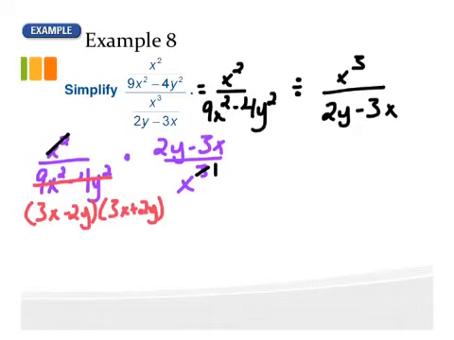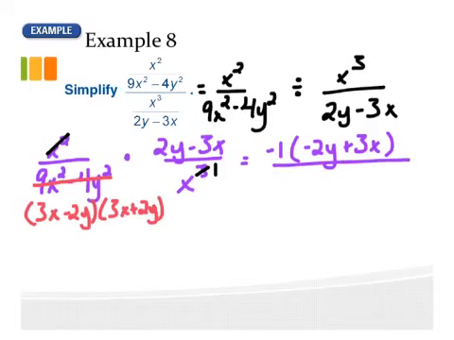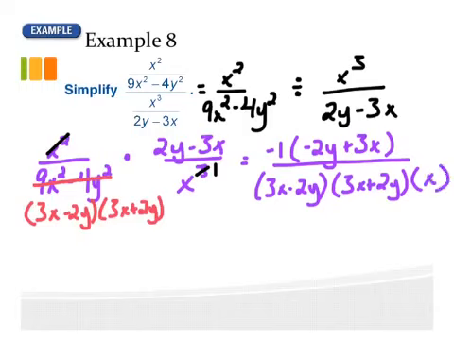The other thing is, you'll notice that the 2y minus 3x in the numerator is not the same thing as the 3x minus 2y in the denominator, but they are exactly the opposite. So what I'm going to do here in the next step is I'm going to factor out a negative 1 from the numerator, and that's going to become negative 2y plus 3x. Now in the denominator I have the 3x minus 2y and the 3x plus 2y, and of course that x is still there.